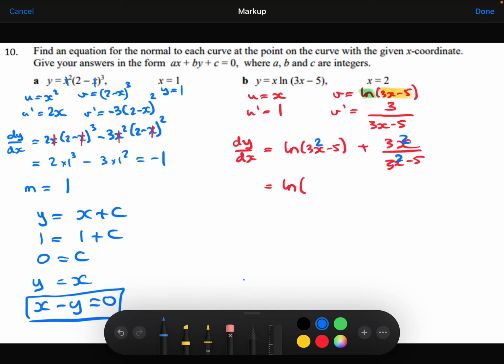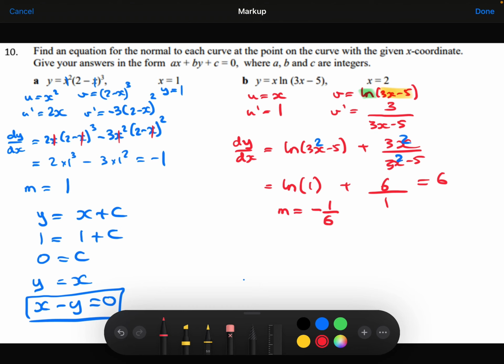So 3 times 2 minus 5 is 1. 3 times 2 is 6, over 6 minus 5, which is 1. ln 1 is just 0, and 6 over 1 is just 6. So that's the gradient of the curve at that point, which means the gradient of my normal will be the negative reciprocal, so minus 1/6.